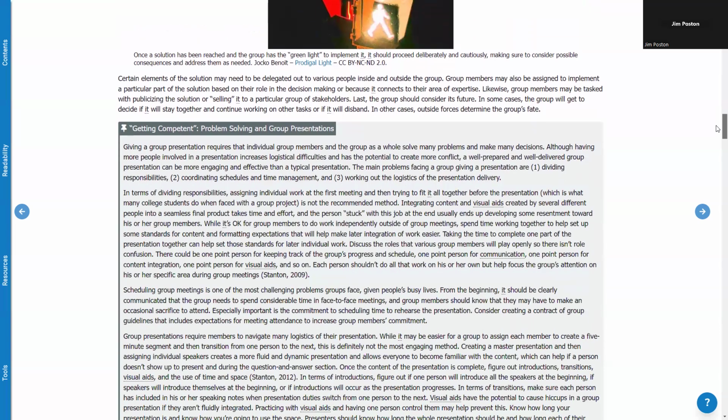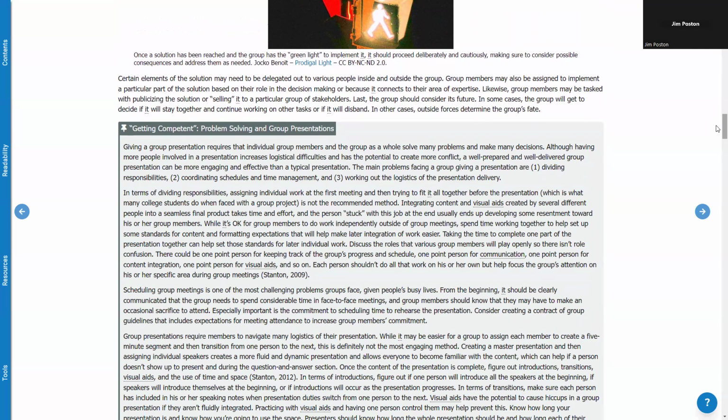Certain elements of the solution may need to be delegated out to various people inside and outside the group. Group members may also be assigned to implement a particular part of the solution based on their role in the decision making or because it connects to their area of expertise. Likewise, group members may be tasked with publicizing the solution or selling it to a particular group of shareholders.